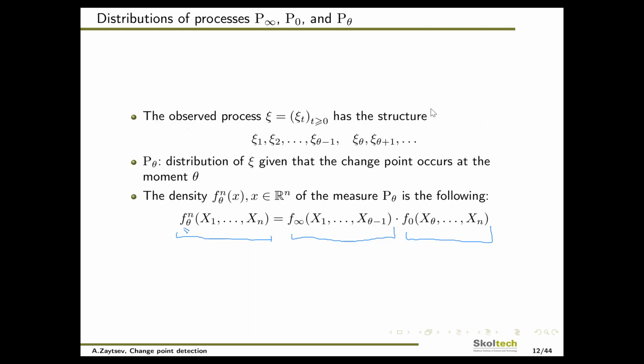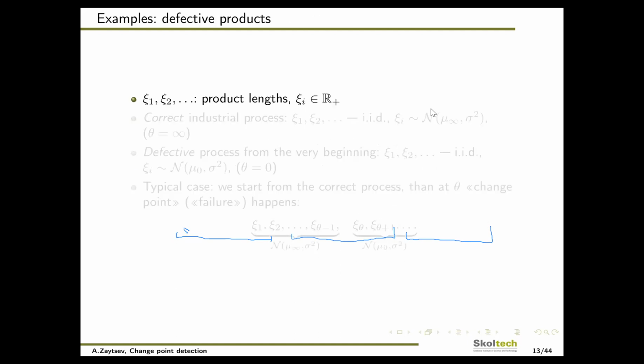And so we can say that, for example, we can try to look at this density for all possible change points and look at the theta that gives you maximum density, especially if you know these two densities, f infinity and f zero.